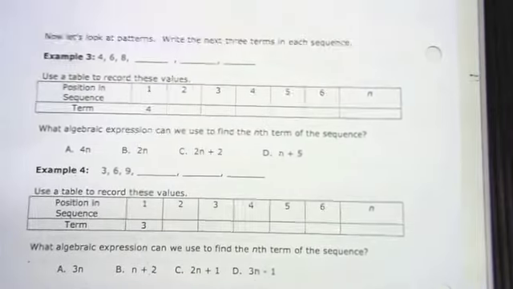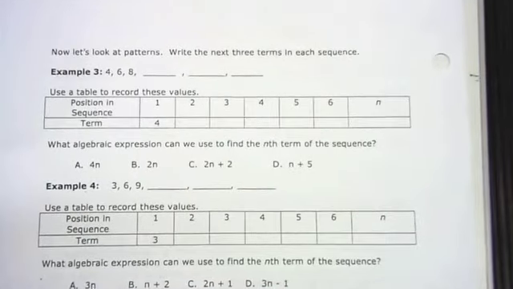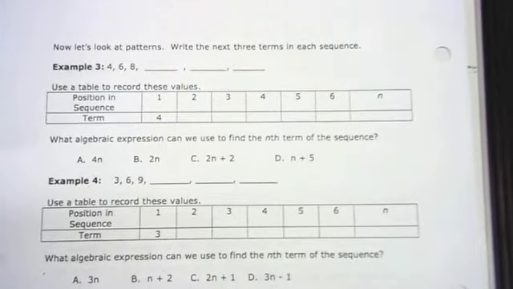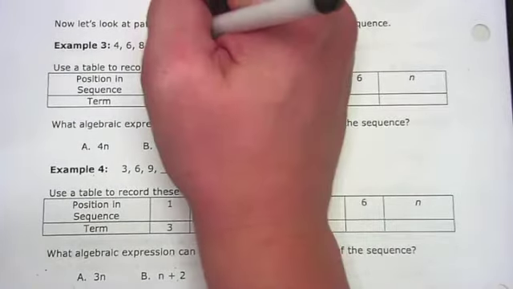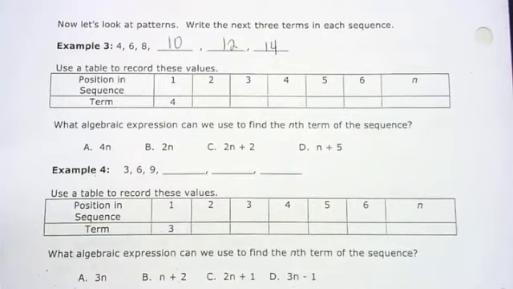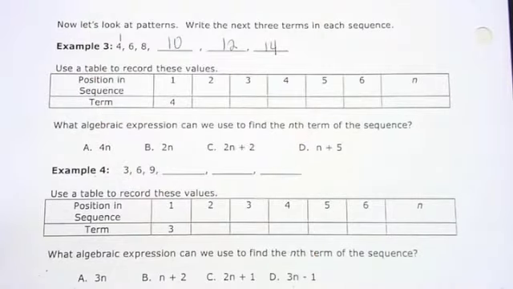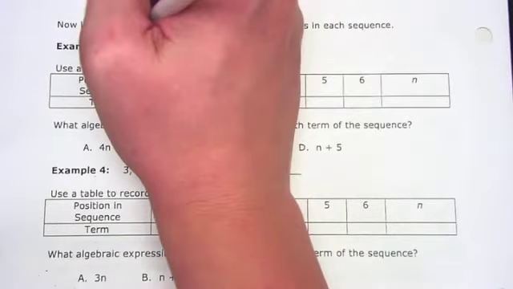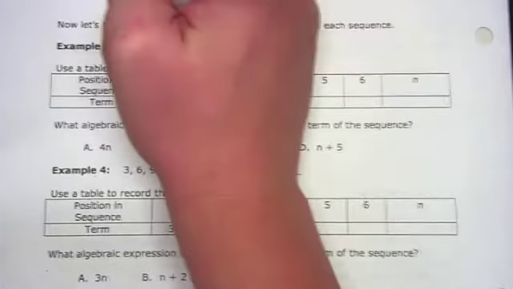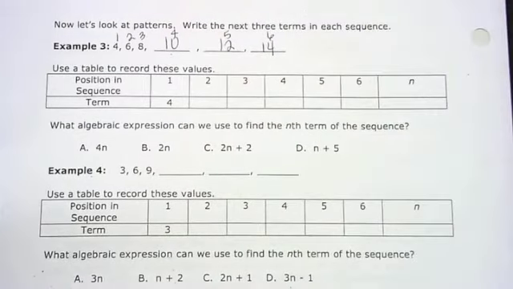So let's look at some more examples. Example 3, it says to write the next 3 terms in each sequence. Our sequence is 4, 6, and then 8. The next 3 terms, since you notice each time it's going up by 2, would be 10, 12, and 14. And the positions of those terms are self-explanatory. For example, 4 is in the first position. 6 is in the second position. 8 is in the third position. 10 is in the fourth. 12 is in the fifth, and 14 is in the sixth, and so on.